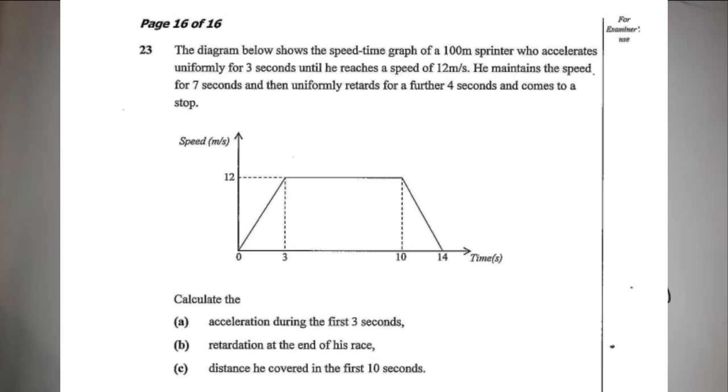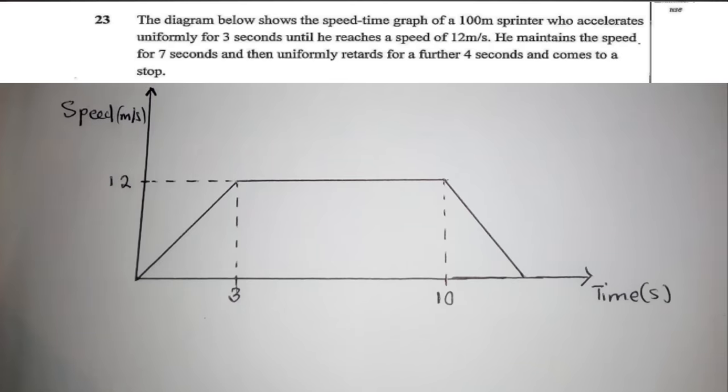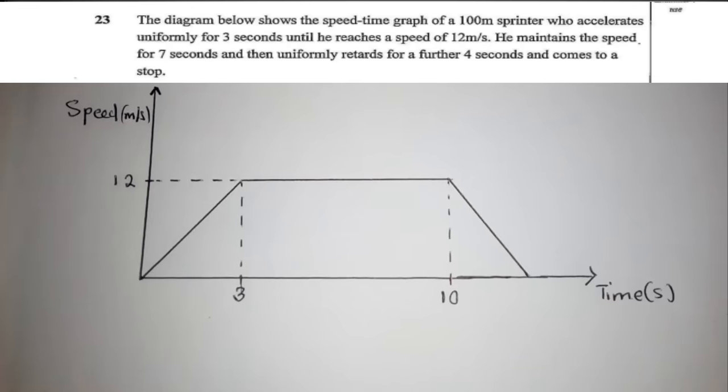Speed time graph. If you can see nicely the diagram here, and the question reads, the diagram below shows the speed time graph of a 100 meters sprinter who accelerates uniformly for 3 seconds until he reaches a speed of 12 meters per second. He maintains the speed for 7 seconds and then uniformly retards for a further 4 seconds and comes to a stop.